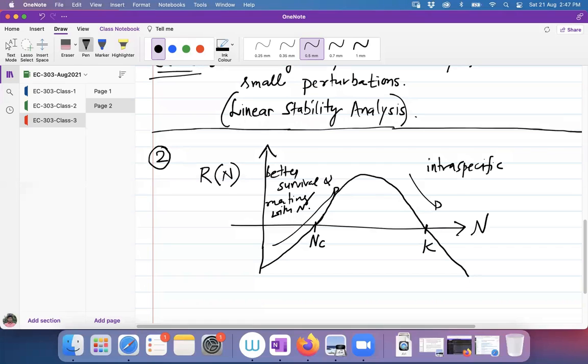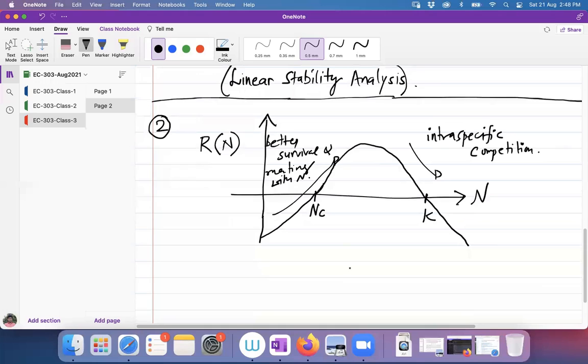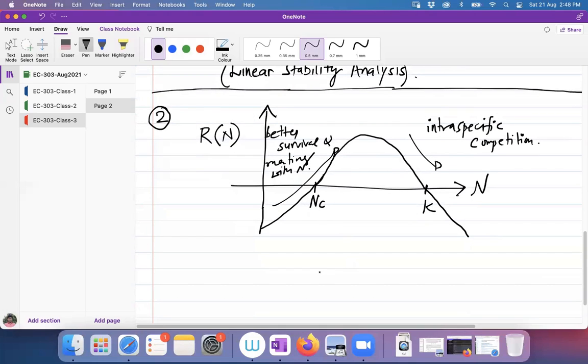So remember that whatever ecological factors are present, eventually intraspecific competition will become a limiting factor for any population to grow. It can't just keep on growing forever. If you include these two, you now have a much more interesting scenario.